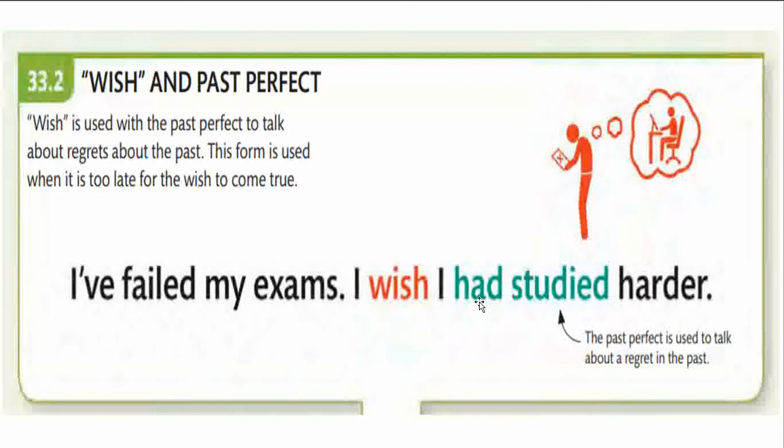Had is perfect. Okay, for perfect we are using had. Studied is past participle. So we are using had studied, that is past perfect tense. I wish I had studied harder. This is the past perfect, used to talk about the regrets in the past. It means that you cannot go into the past and make any changes. So the outcome of the wish cannot be changed. It cannot come true. Now let us proceed and see certain examples built on the same structure.